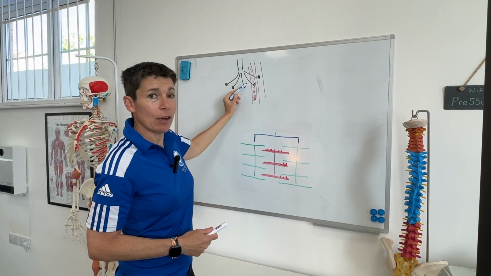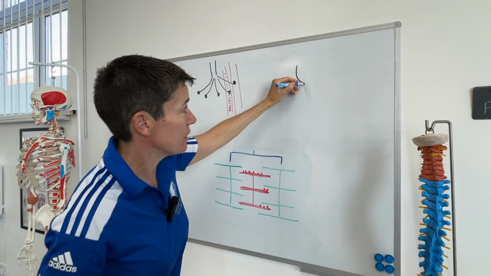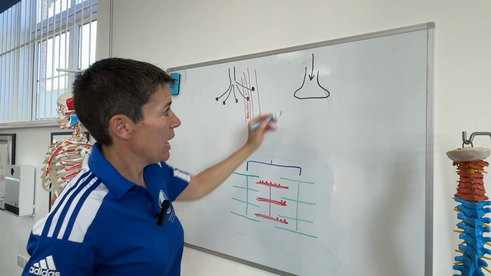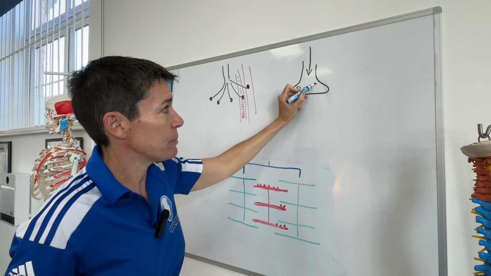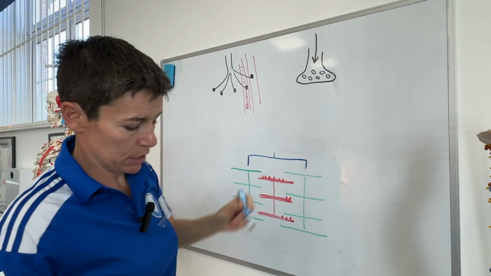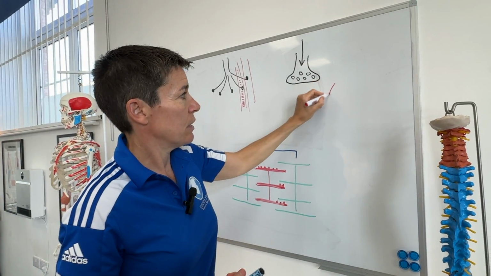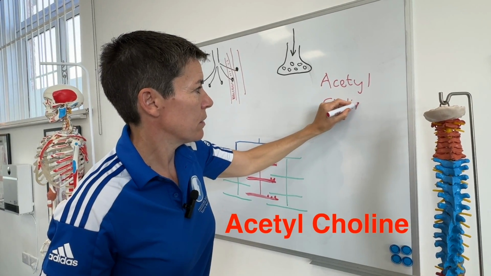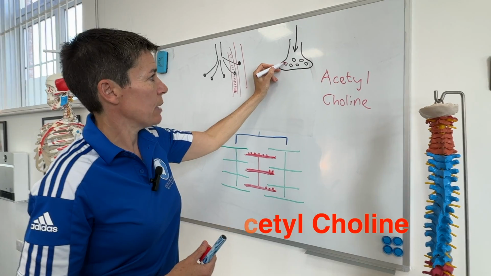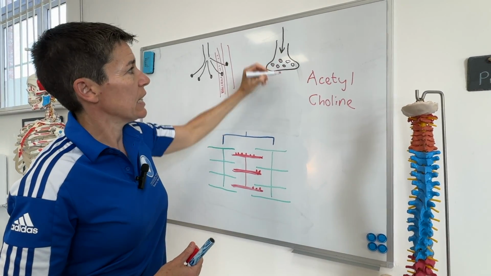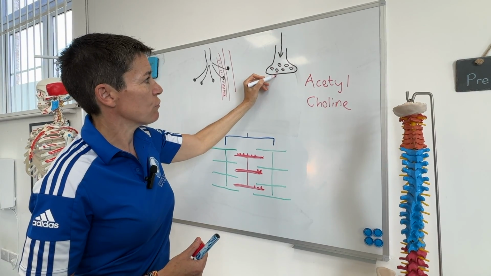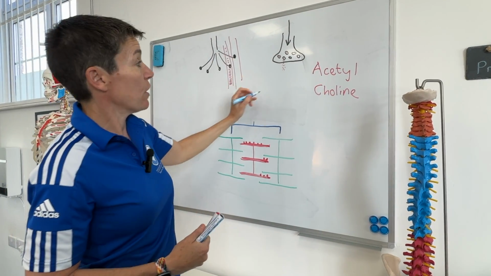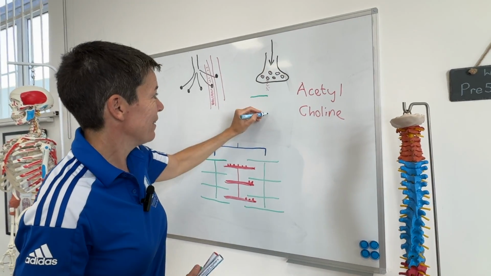So let's have a look at that in a little bit more detail. So at a motor end plate, here's the motor end plate. Here's the nerve impulse coming down that motor end plate. And you will get these little vesicles. They're called synaptic vesicles, and they are filled with a chemical called acetylcholine. So acetylcholine is a chemical that fills these little vesicles, and as it gets this impulse coming down here, they're released across this gap, and they're picked up by the myofibrils, which contain down here those structures.